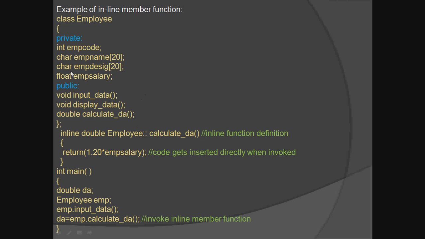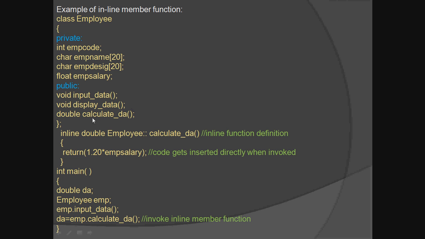Here you can see that the class name is employee, which is a user defined data type. The access specifier here is private, which means that these data members, employee code, employee name, employee designation, and salary, are all private, so they can be accessed only within this class by these public member functions, that is input data, display data, and calculate DA.